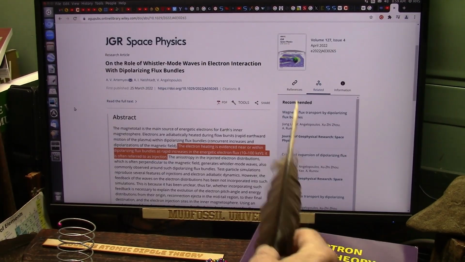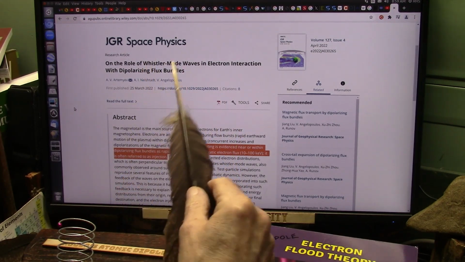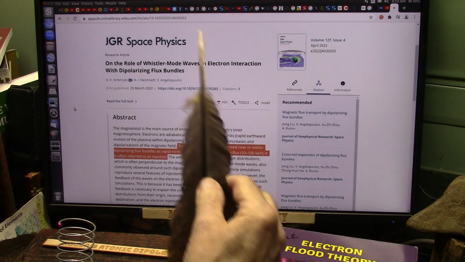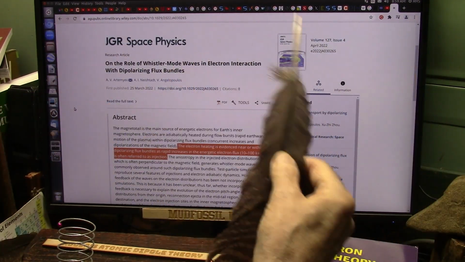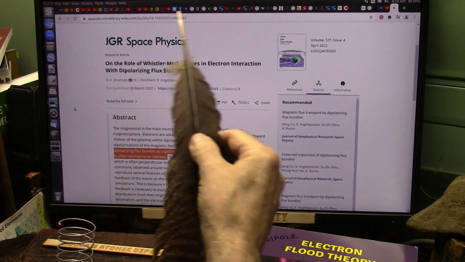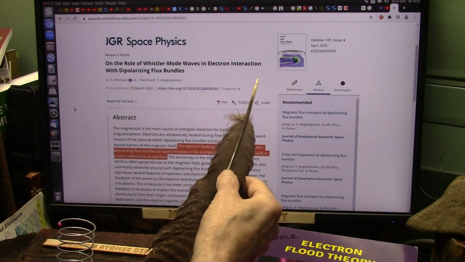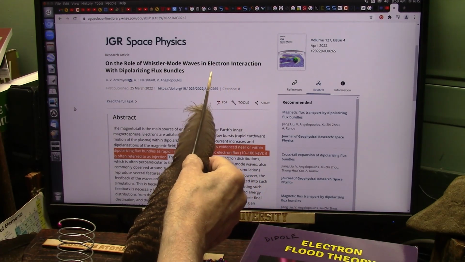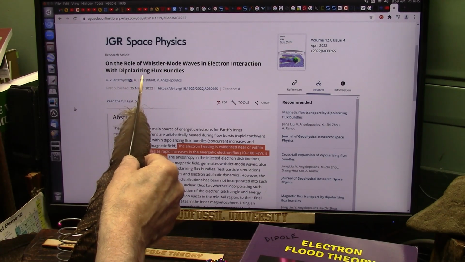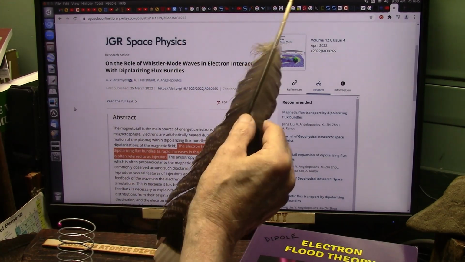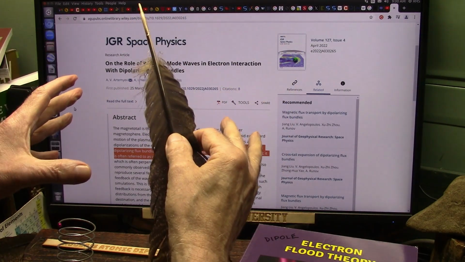All right, this is kind of important to understand. I'm going to show you Whistler waves, or I have shown you, which precede atomic bomb blasts. And also in our light experiment, we show the Whistler waves there as well. Now, what is causing them? It's an electron interaction with dipoles, with dipolarizing flux bundles. Well, let's just go with it's an electron interaction with dipoles.